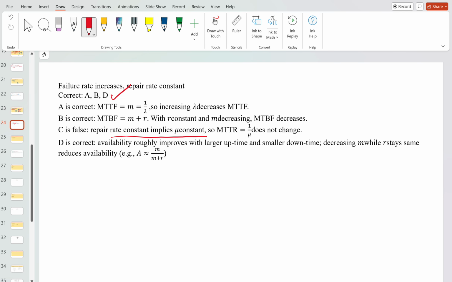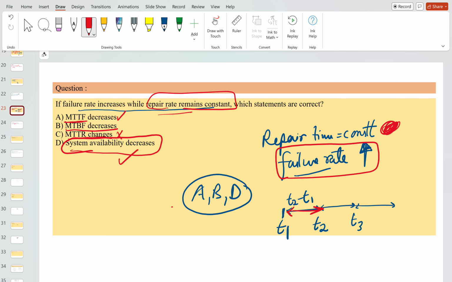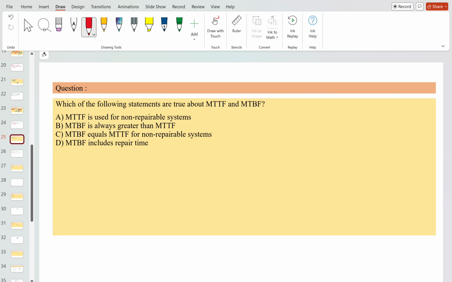You can read it out. Just through the analogy also, when the repair time is constant and the failure is occurring at a faster rate, the mean time to failure decreases and mean time between failures also decreases. System availability decreases. Okay, let's move forward. Try to solve this problem. I think this is the last problem on MTTF. Try to solve this.